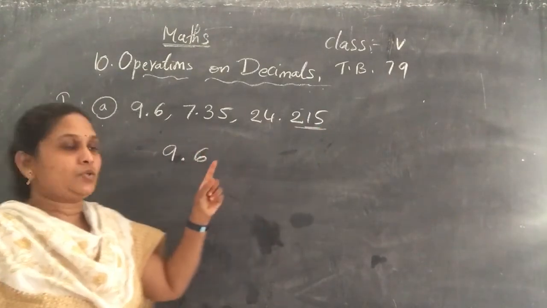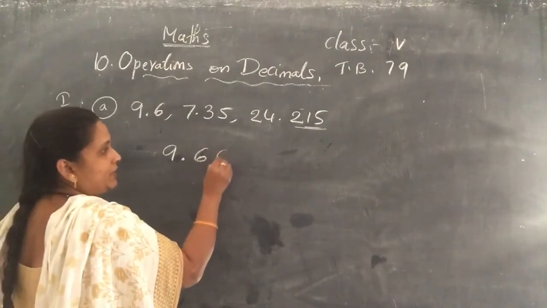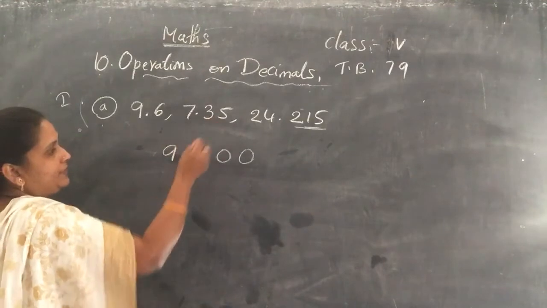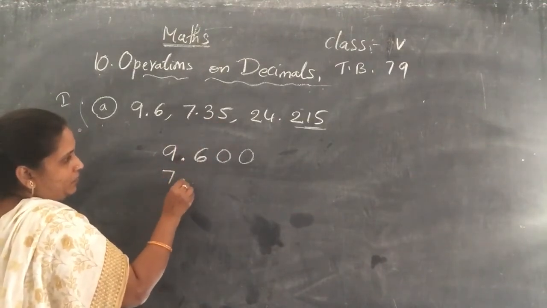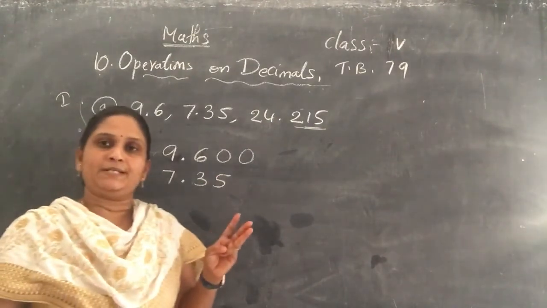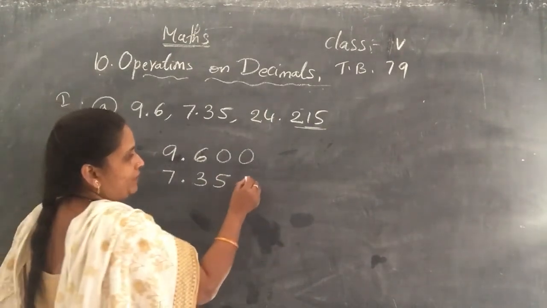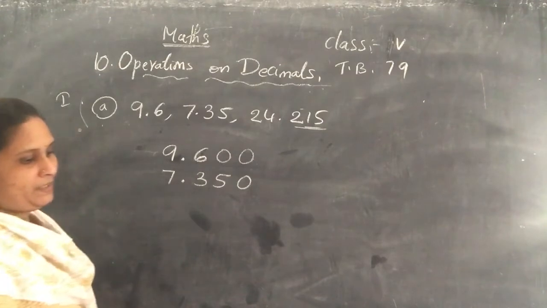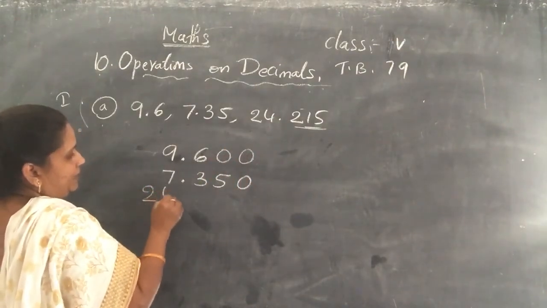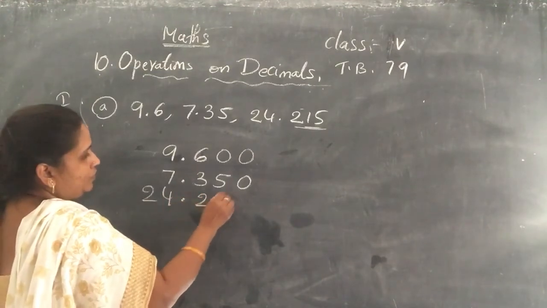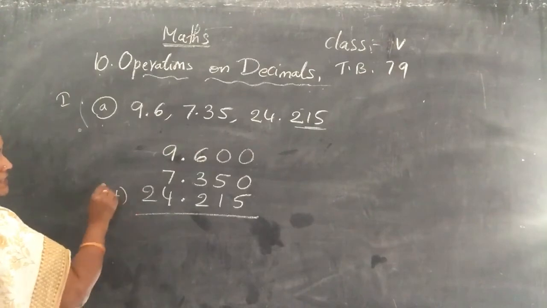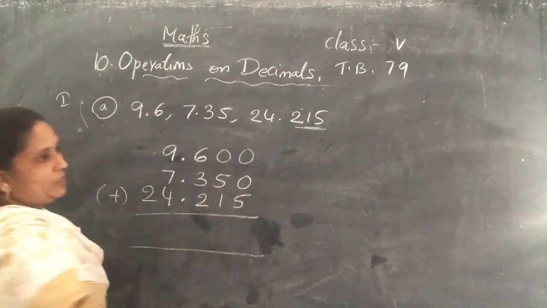Okay, and how many digits must be in the decimal part? 3 digits. So 6 already is there. After that you can write 2 zeros. Okay, next one is 7.35. 3 digits, no? After writing one more 0, it becomes 3 digits. And next 24.215. Put the addition symbol and add all the numbers.